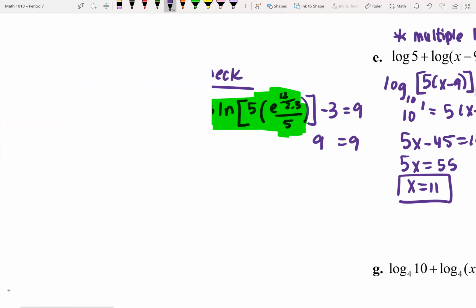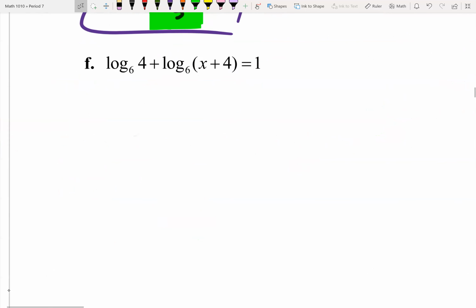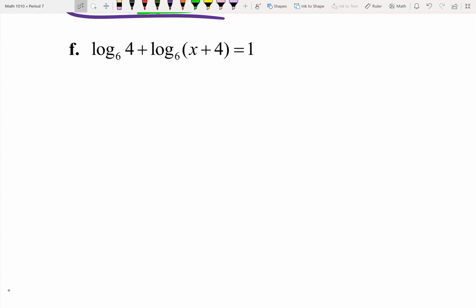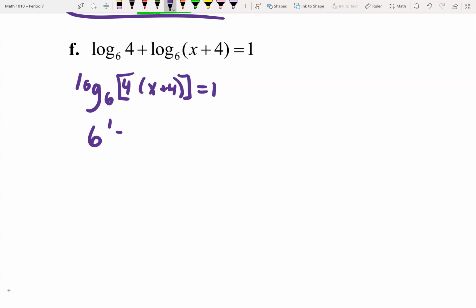Okay, let's keep going. Question F. 2 logs and a number that's not a 0, condense and convert. These are added. So when I squish them, they're going to be multiplied. So it's 4 times x plus 4. That's the log of that stuff. I'm going to make mine nice and clean because I don't want to miss this question. After I condense, don't look at your paper. What do you do? You convert it. So you write your base down, which is a 6. You raise it to the other side, which is a 1, is equal to what I haven't written yet, which is 4 times x plus 4.